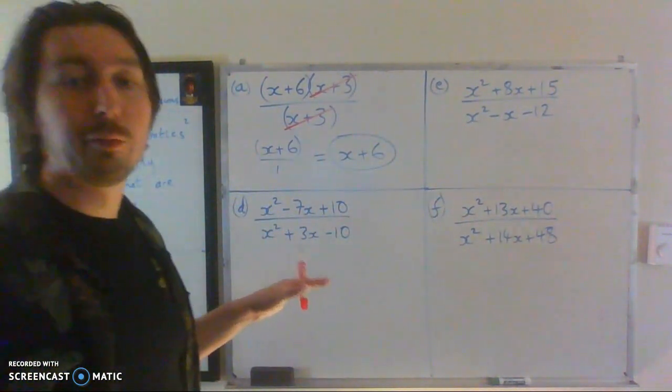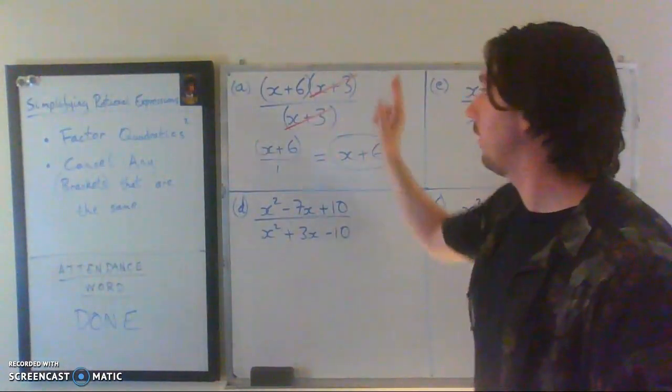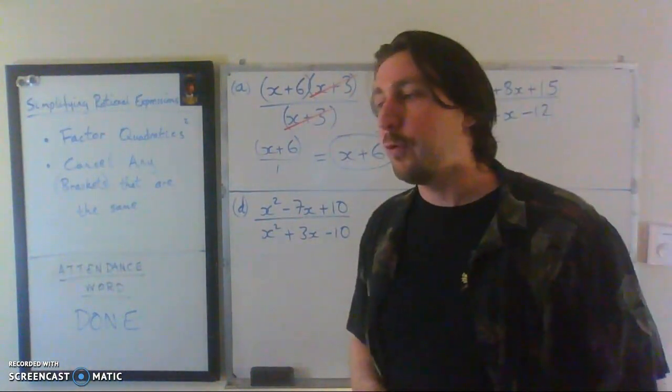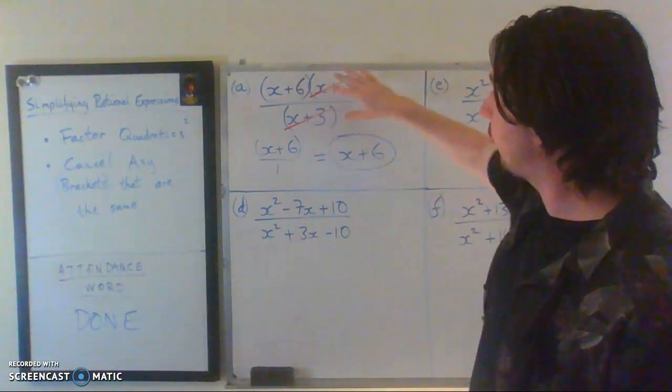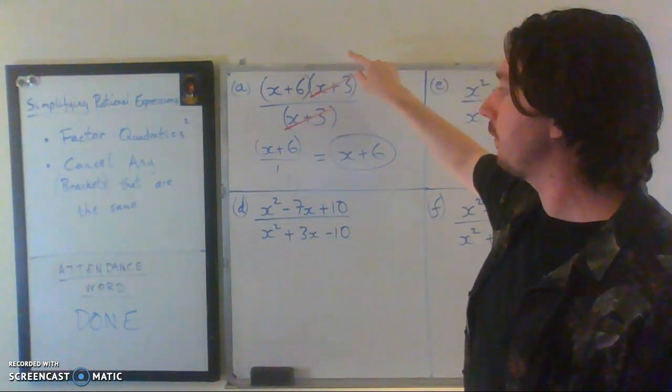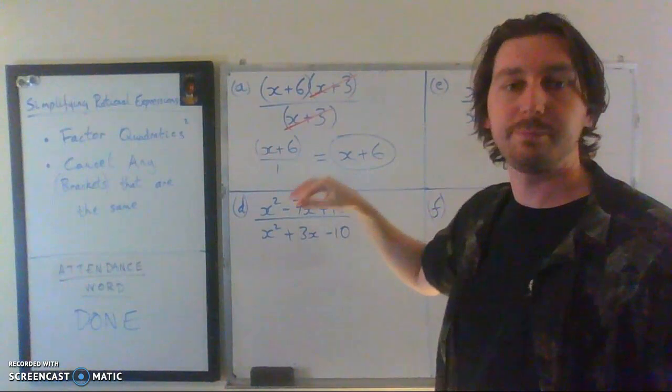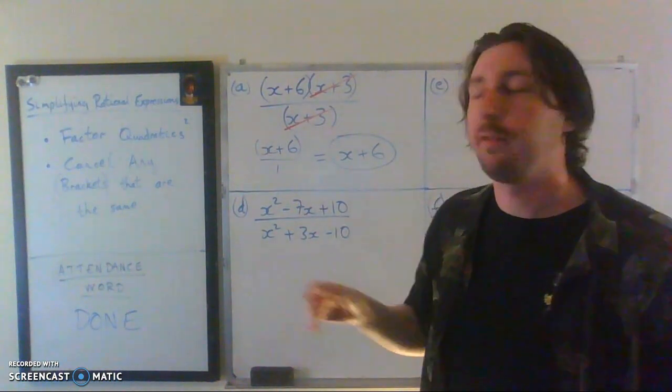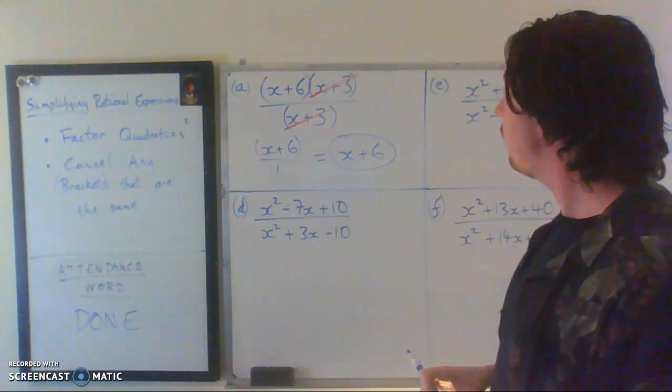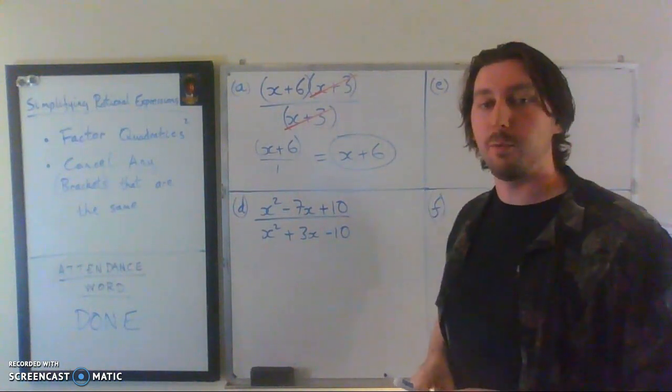Okay? So that's the only bracket left. So do the same thing for B and C. Just look for the brackets that are the same, cancel them. If you cancel the one on top, so if there's nothing left on the top when you cancel, it would be like 1 over x plus 3 or whatever it is. So let me show you some more now. Let's do some of the harder ones.